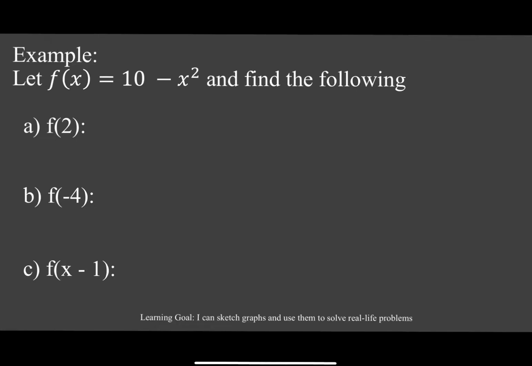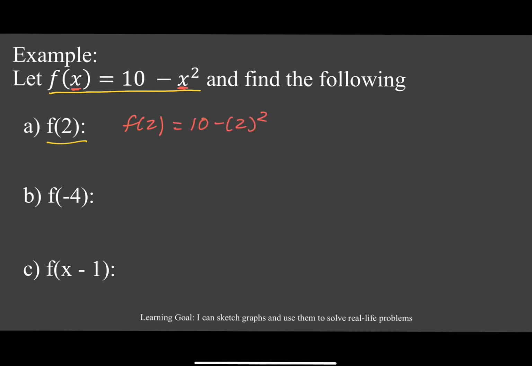We're given the function f of x is equal to 10 minus x squared, and we're going to go ahead and find what f of 2 is. Now all that means is that in our function where we have this x value, we're just going to go ahead and replace that with a 2. And so f of 2 would be represented as 10 minus 2 squared.